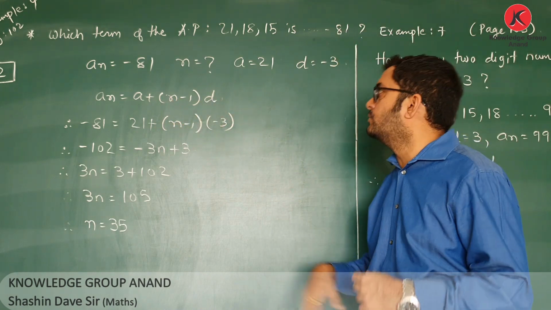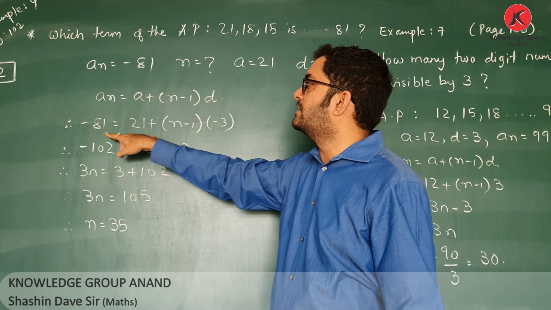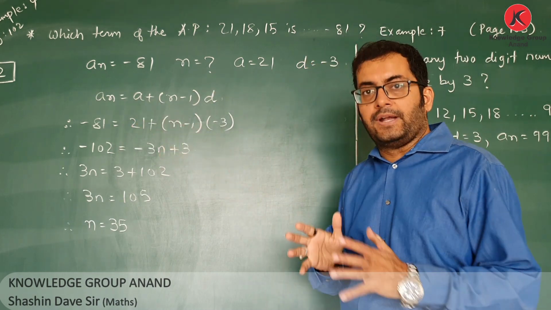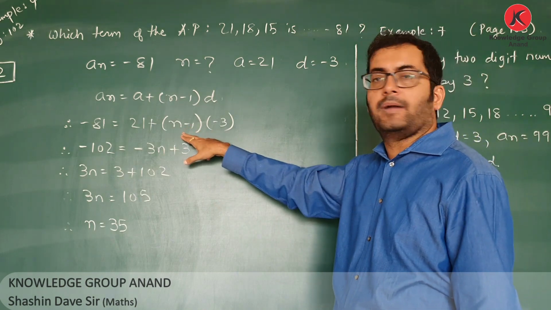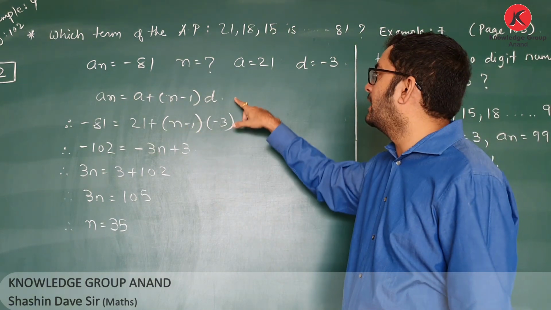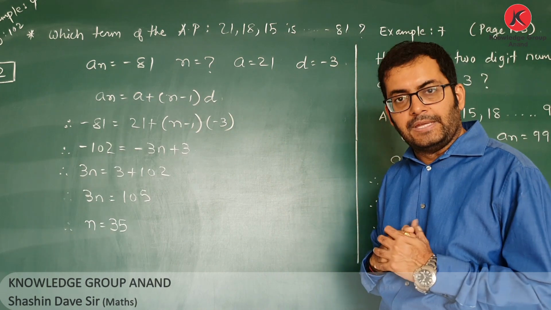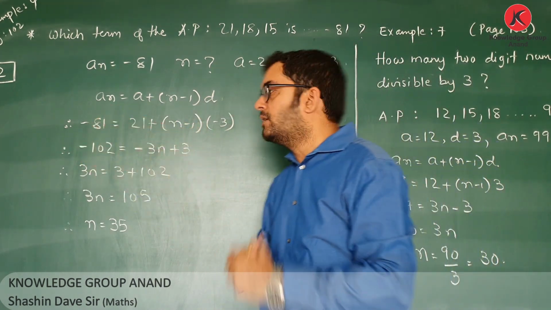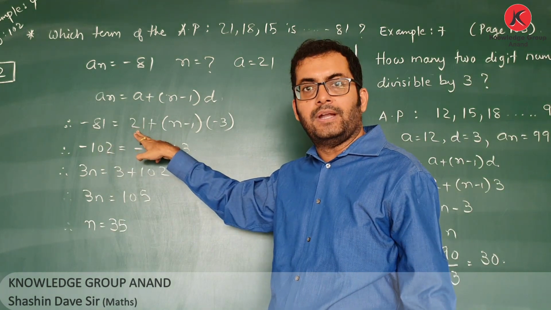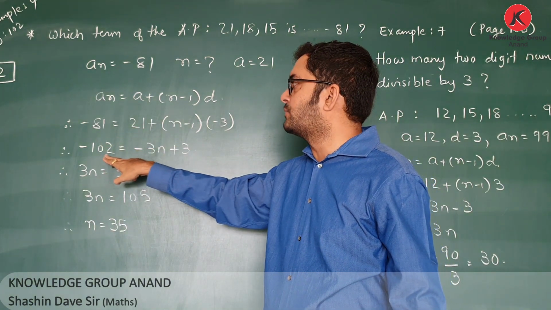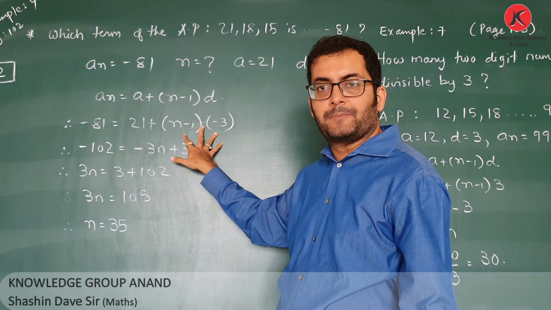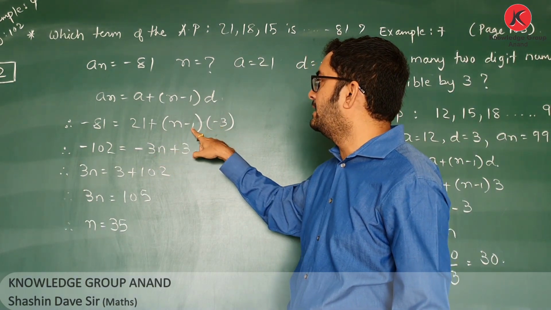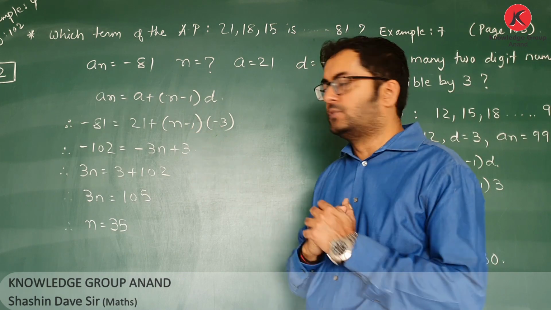d. Now let us put the values. Here an is minus 81. The value of a is 21. We need to find the value of n. So we get n minus 1 as the same, and the value of d is minus 3. So first of all, we will take this 21 on the left hand side. So minus 81 minus 21 gives us minus 102. And when I open this bracket, minus 3 into n gives me minus 3n, and minus 3 into minus 1 gives me plus 3.